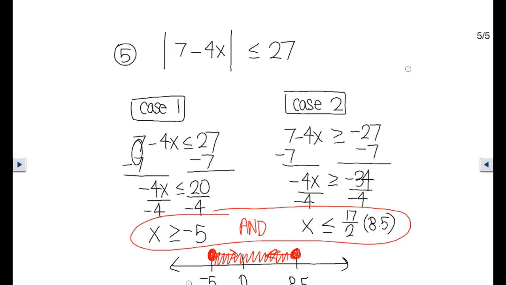And you could condense this one if you wanted to. You would take the negative 5, the smaller value, and flip that. So rewrite that as negative 5 less than or equal to x. And then for this x, attach the less than or equal to 8.5. So that would be the condensed version.